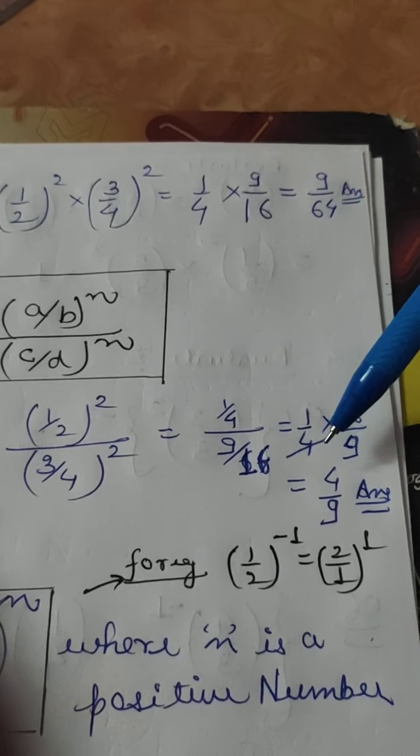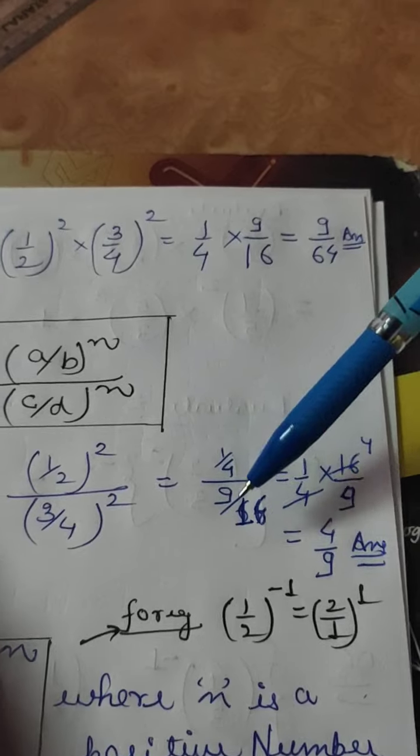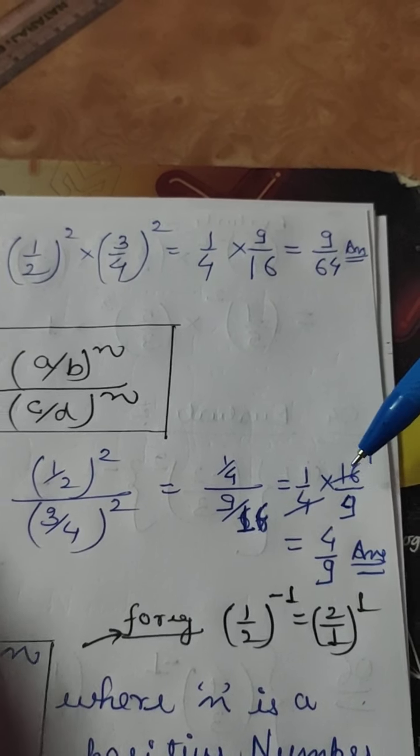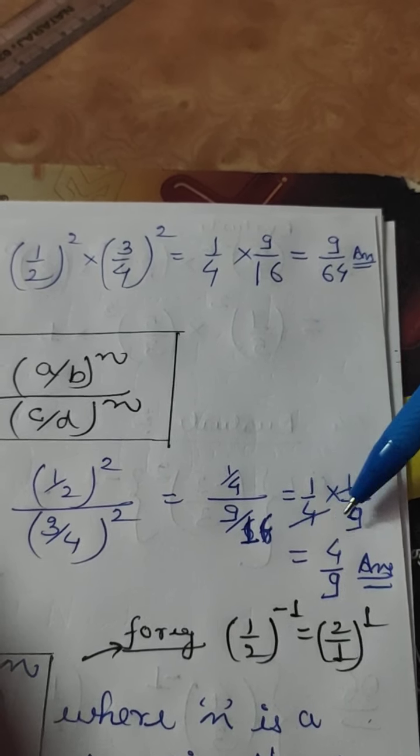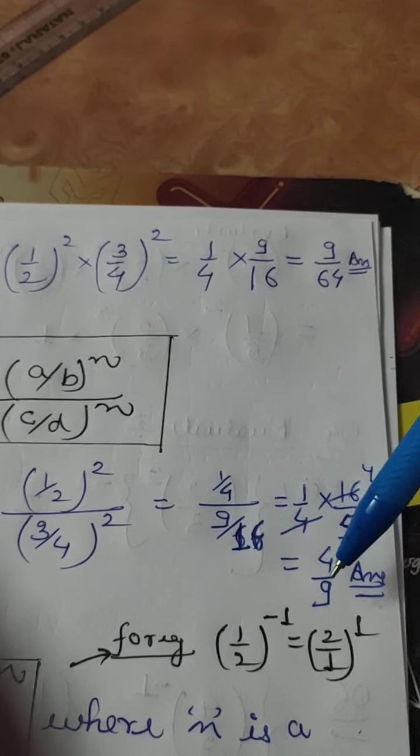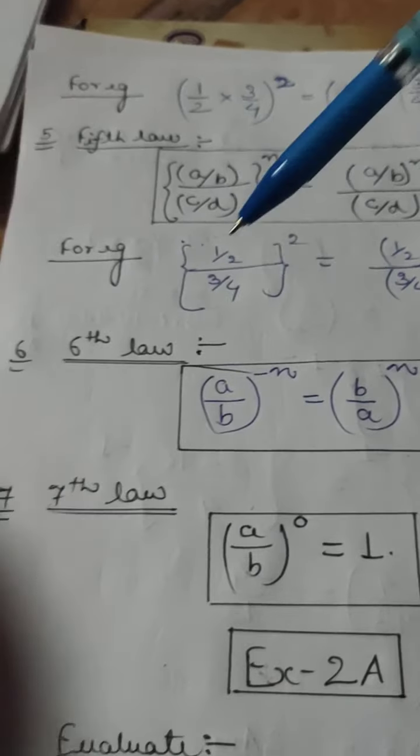In the next step, we have taken the reciprocal of 9 by 16, and it will come 16 by 9. 4 and 16 will get cancelled out and we will get 4 by 9 as the answer.